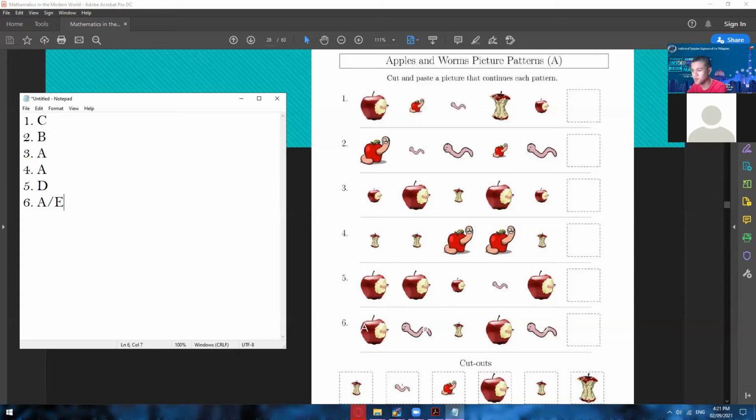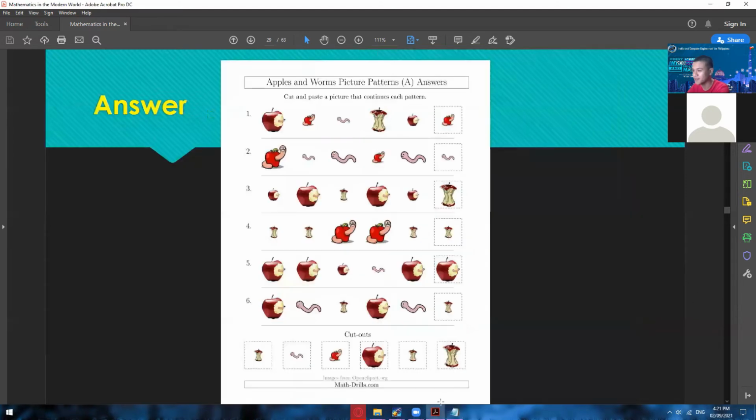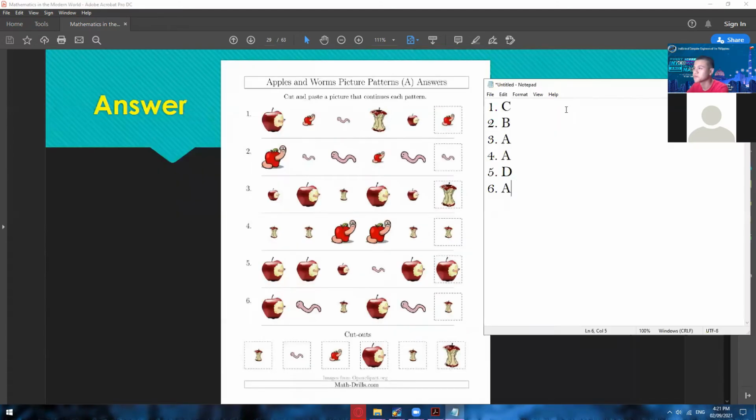So there is only one A, B, C, D. They are just the same. Okay, so A or E is the same. So it seems that most of you were able to get the correct answer. So the number 1 is letter C. Number 2 is letter B. Number 3 is letter A.